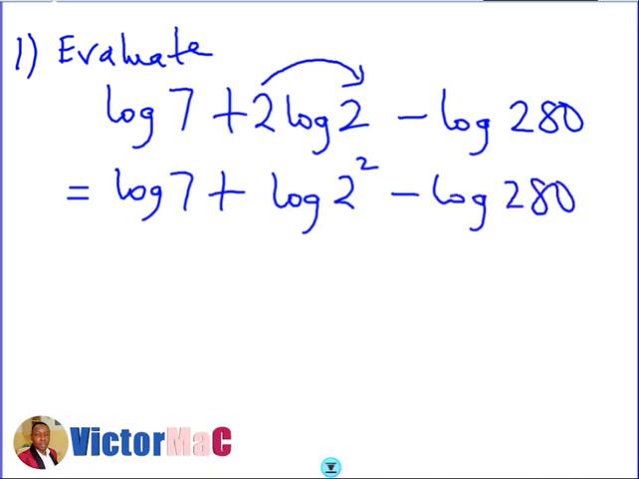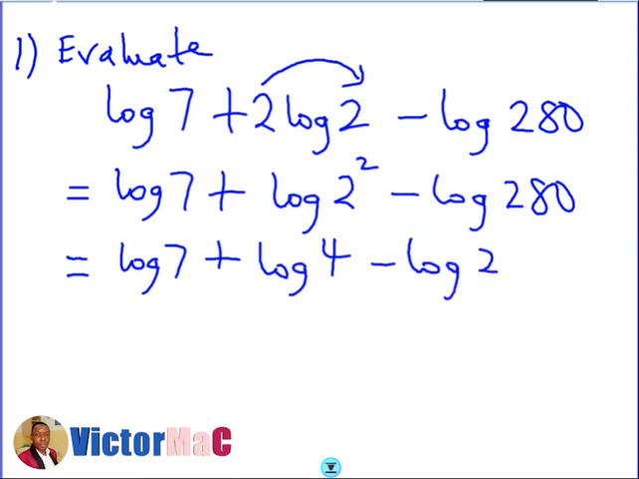Now anytime we're dealing with a logarithmic expression in which the terms are of different signs, it's preferable you arrange all the positive logarithms to come first, followed by the negative coming last. Now we have here, it's already arranged. The first two terms are positive, so let's move on. We have log 7 plus log 2 squared, which is 4, minus log 280.